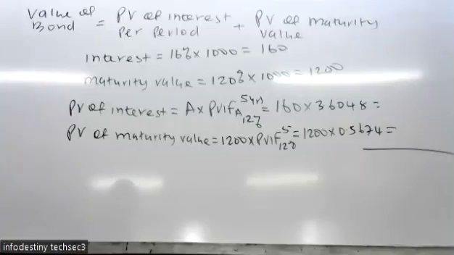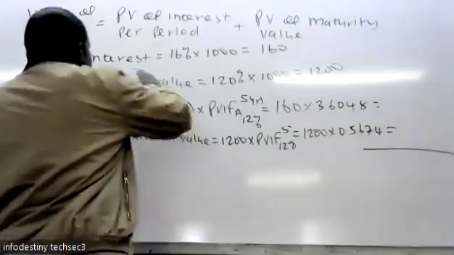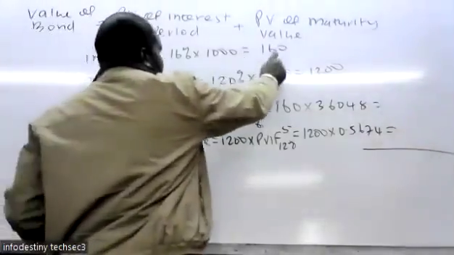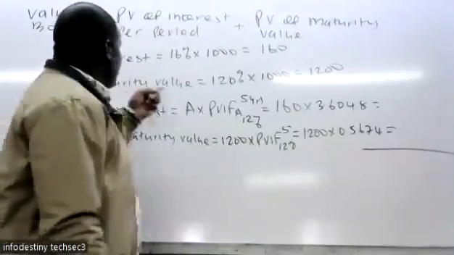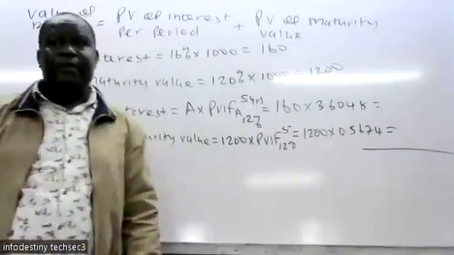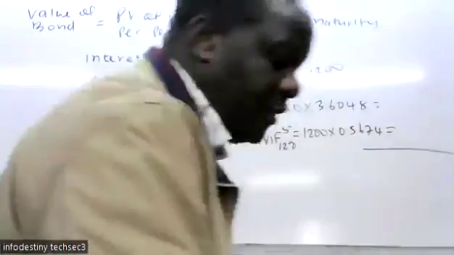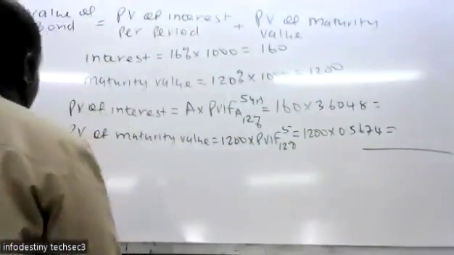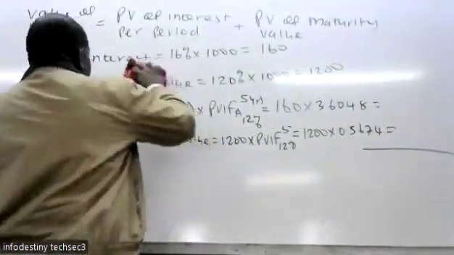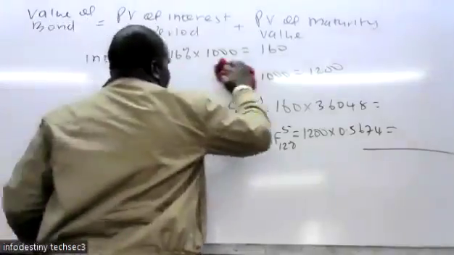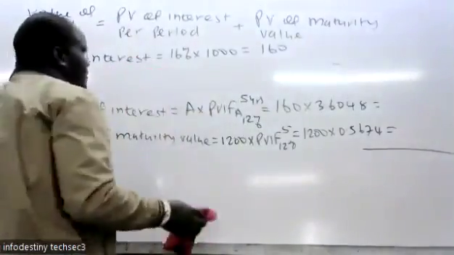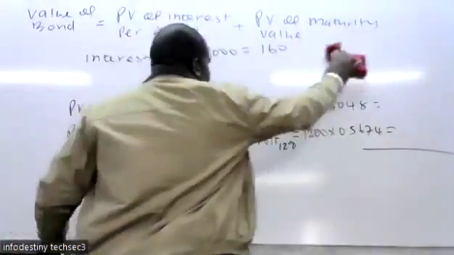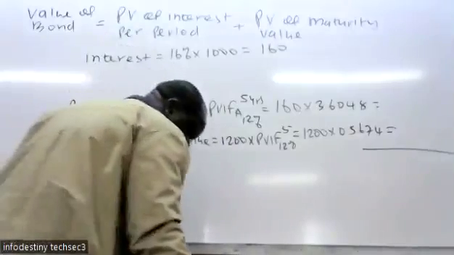So interest is not affected. Okay. So what is changing is now the maturity value. What will be changing is now the maturity value. So you want to see how to compute the maturity value.